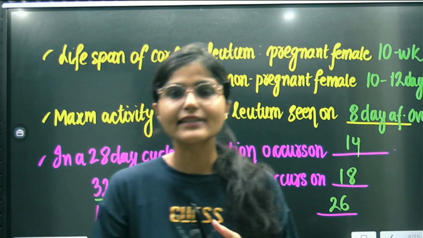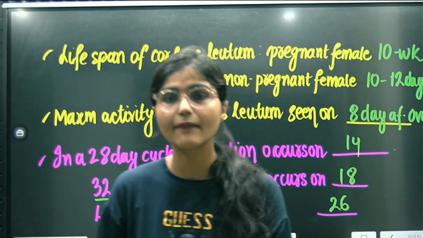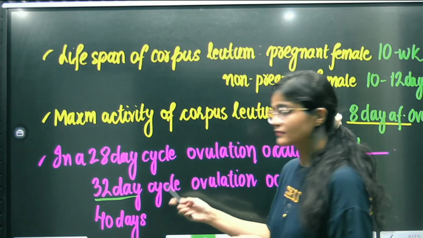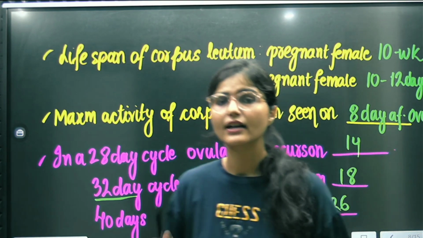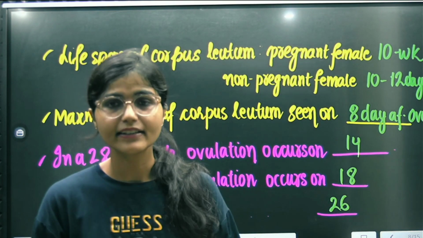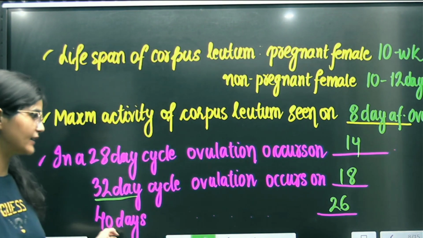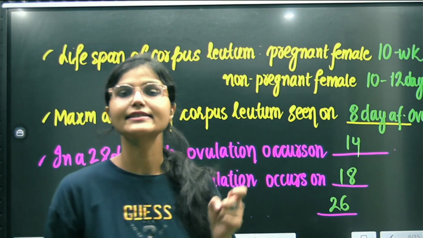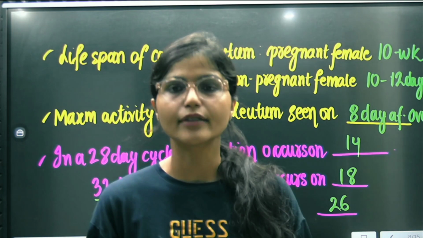Okay, if it is a 28-day cycle, ovulation occurs on the 14th day, right? The next is if the cycle duration is 32 days, the ovulation will occur on the 18th day, and in a 40-day cycle, the ovulation would occur on the 26th day. Right? I hope it is clear. Moving on to the next.